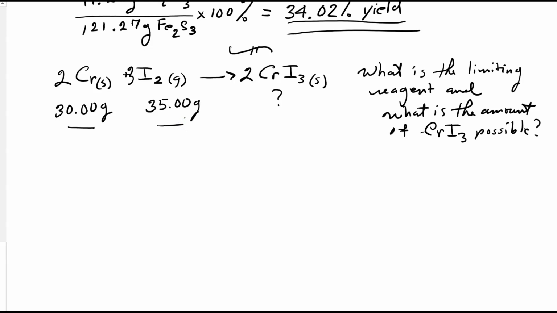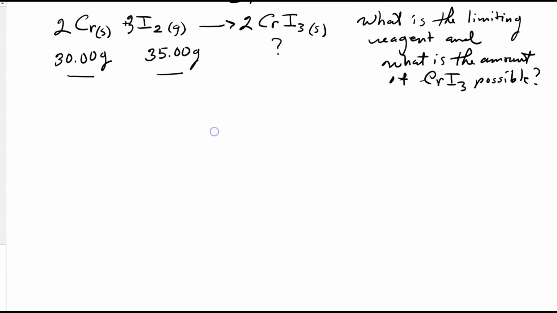The easiest way to do these, I think, your book gives you a couple of ways to do them. I think the second way is probably a lot simpler, is to simply follow the process steps that we used earlier and solve this problem twice. By solving it twice, once using 30 grams of chromium and the other using 35 grams of iodine, we're going to get two different values of chromium 3 iodide. Whichever is the smallest of the two is the reaction that would proceed based upon the limiting reagent, and by that very fact we then identify the limiting reagent.